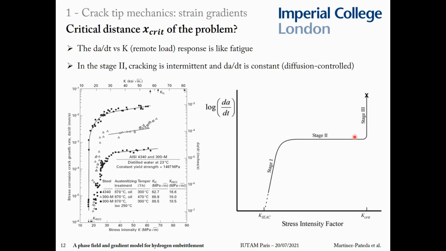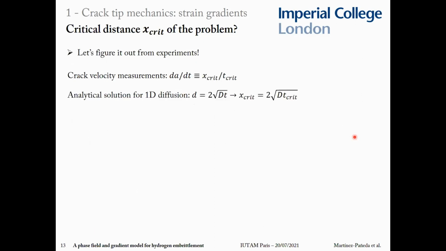So the crack is growing in an intermittent manner, so it's jumping basically. And the time that it takes from one jump to the other is the time that it takes for the hydrogen atoms to go from the crack tip to this critical distance ahead of the crack tip where the cracking takes place. So if we look at experiments, we can figure out what is this critical distance, right? Because we have the crack velocity measurements, which is the ratio between the critical distance and the critical time. And then we also have the 1D analytical solution for diffusion.